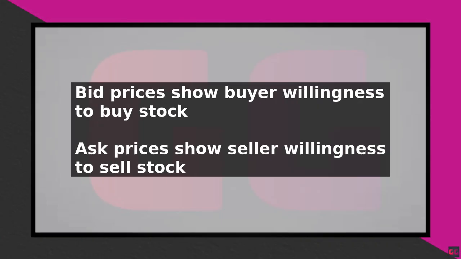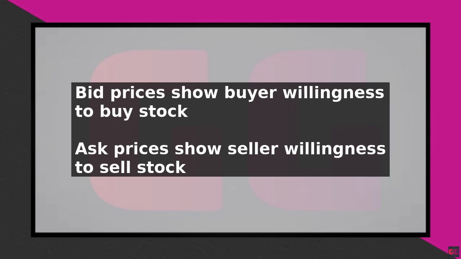The difference between the best bid and the best ask is called the bid-ask spread. A narrow bid-ask spread indicates a liquid market with many buyers and sellers, while a wide bid-ask spread indicates a less liquid market. To get the most out of Level 2 data, look for patterns in the bids and asks.